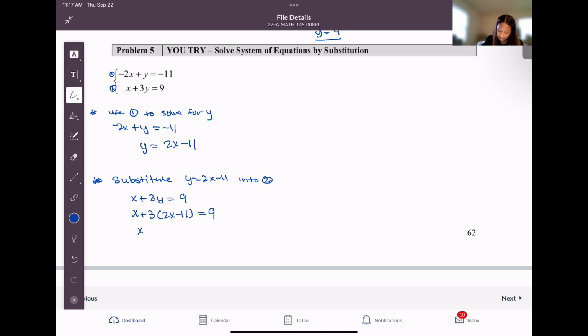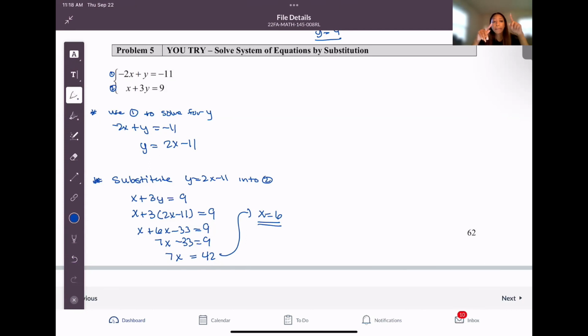So now we'll have x plus 6x minus 33 equals 9. That's 7x minus 33 equals 9. If we add 33 to both sides, we have 7x is equal to 42. And then dividing both sides by 7 gives us x equals 6. All right, so that's our first coordinate. x is equal to 6.